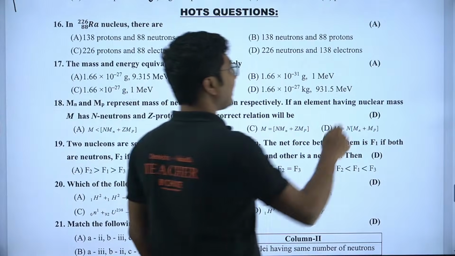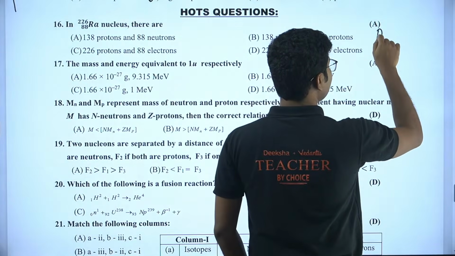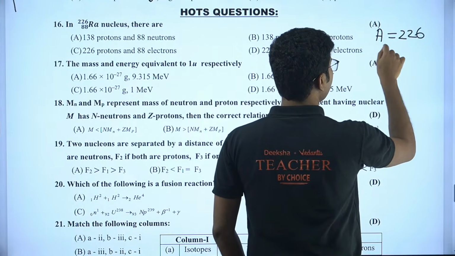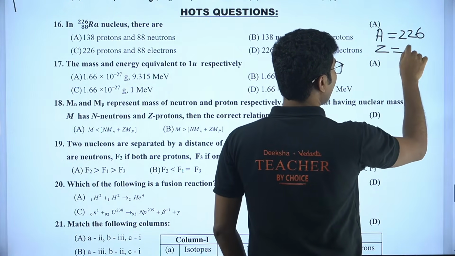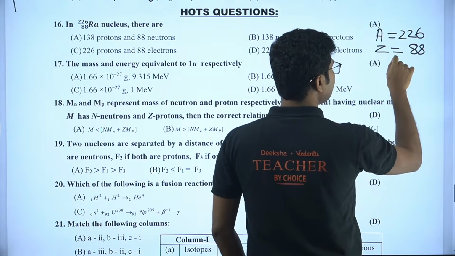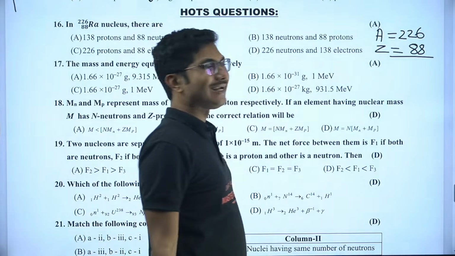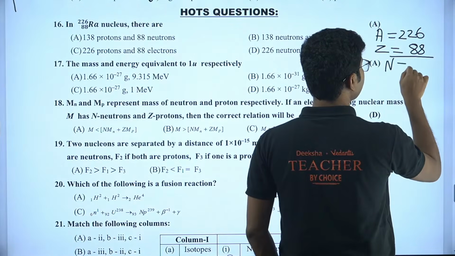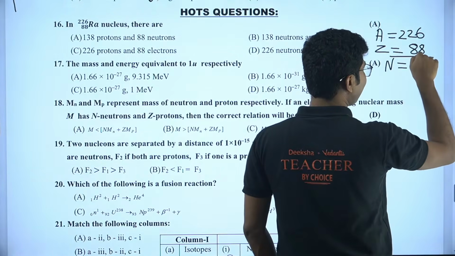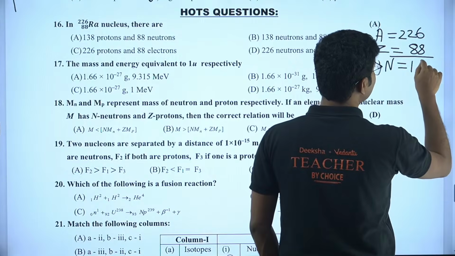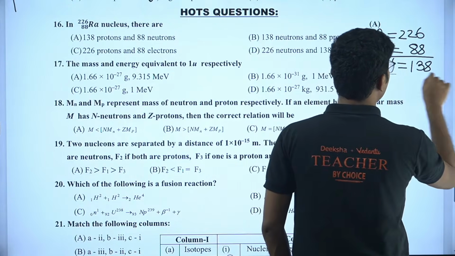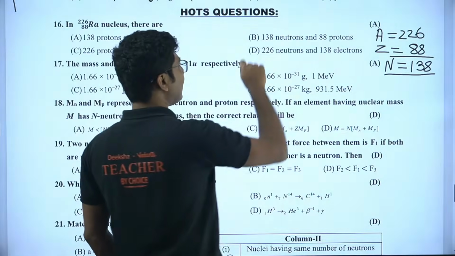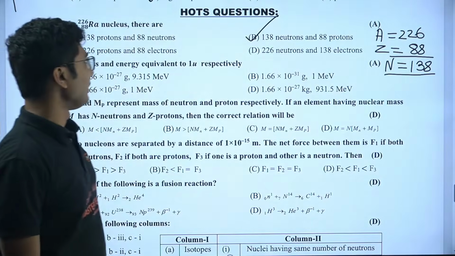Radium 226/88 means the mass number is 226. The atomic number, that is the number of protons, is given by 88. So what is the number of neutrons? Number of neutrons is given by 226 minus 88, that is 138. So the number of neutrons is 138 and protons are 88. So the correct answer is option B.